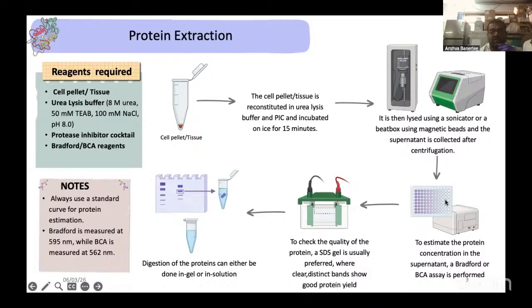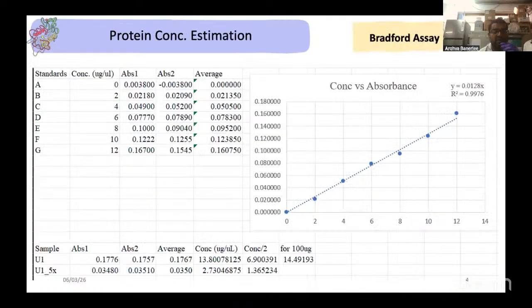Once your protein lysate is taken up, you quantify the samples. You run the SDS-PAGE to see your gel patterns, and once that is done, you can excise the gels for in-gel digestion, or you can directly proceed with the lysate, which is in-solution digestion. The point of caution is to always estimate the standard curve, as accurate protein concentration is required. Bradford can be performed, but if you have some detergent which interferes with the Bradford activity, you can use BCA for that. This is a representative of the Bradford curve.